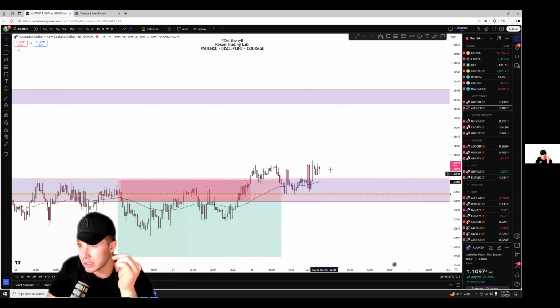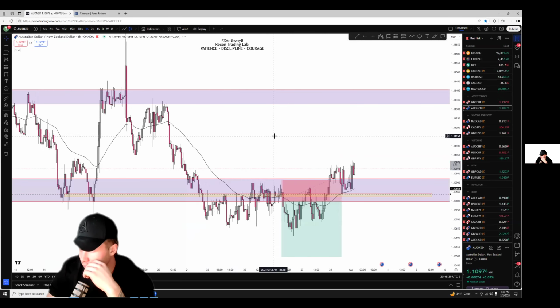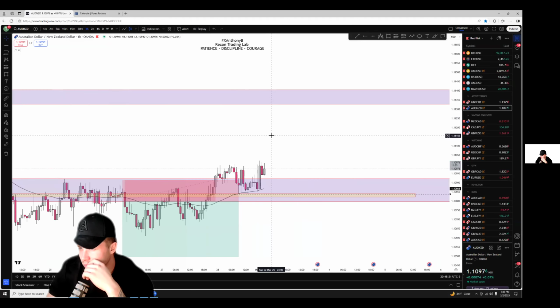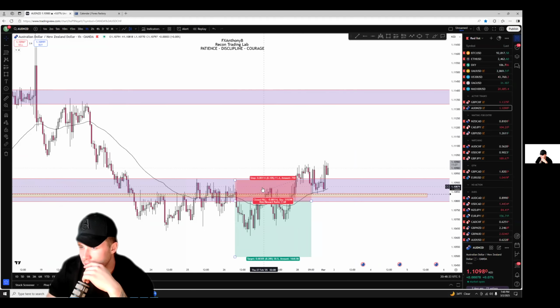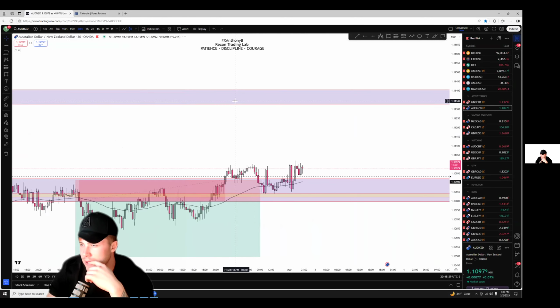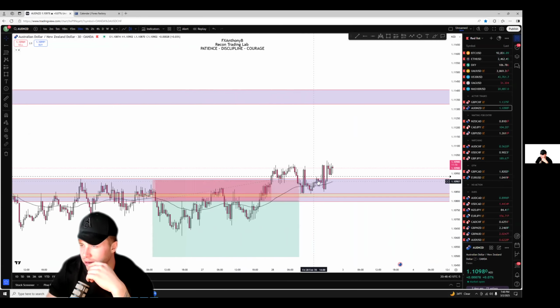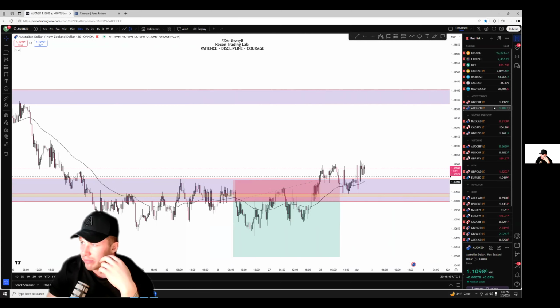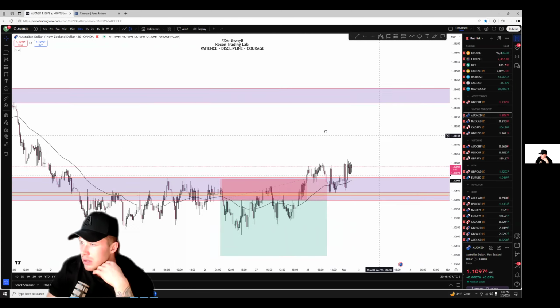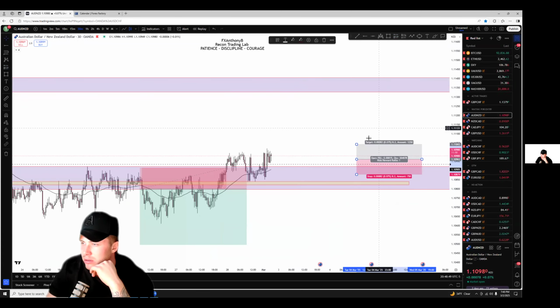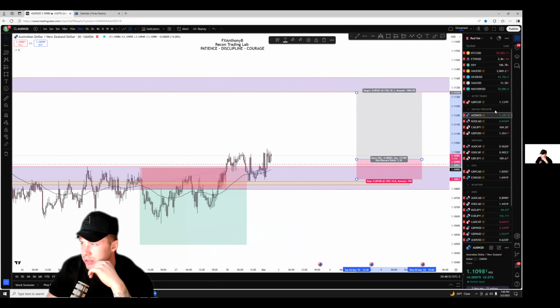You know what? Actually, I'm actually just gonna raise my alarm to here. And then once my alarm goes off, once it's back at our area of interest, we'll go over it from there. But the buys could be in order, or if we do break below, the sells could be in order.